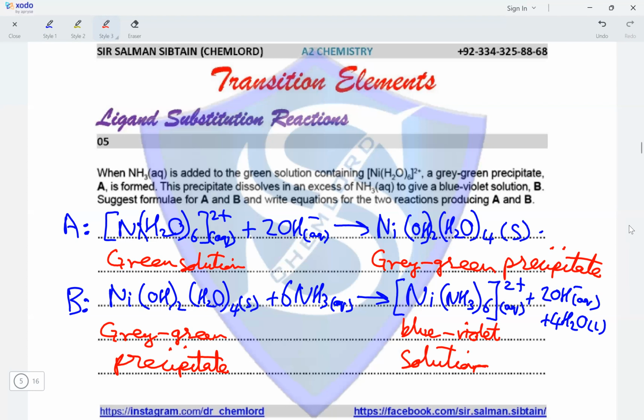So these are the color changes along with the reactions and the complexes responsible for the colors shown. One thing remaining to be shown in reaction A is the two water molecules that were replaced by the two hydroxide ions. So on the product side, we include 2H2O liquid as products.